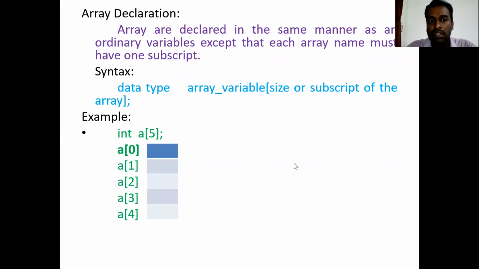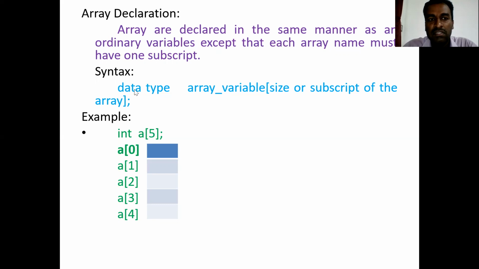So here, how to declare an array? An array is declared in the same manner as an ordinary variable, except that each array name must have one subscript. You already know how to declare a variable, right? For example, int A equal to 10. Here int is the data type, A is the variable name, and 10 is the value. The same thing we follow here, but we declare the size of the array.